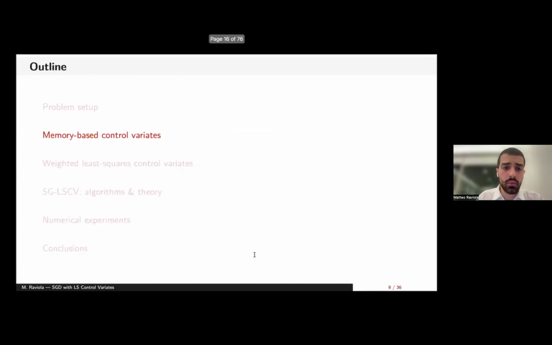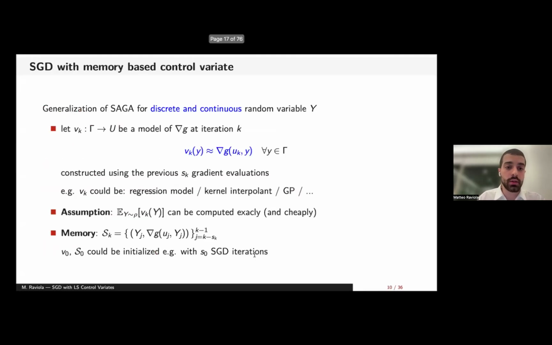So more formally, let me introduce what we call memory-based control variates, which is a generalization of SAGA which works for discrete and continuous random variables y. We let the model v_k be a function from the parameter space Gamma to U. This is a model for the gradient of g at iteration k, what I just showed you in the earlier slide. It is constructed using the previous s_k gradient evaluations. We assume we have this sequence s_k, which determines how far in the past we're looking.